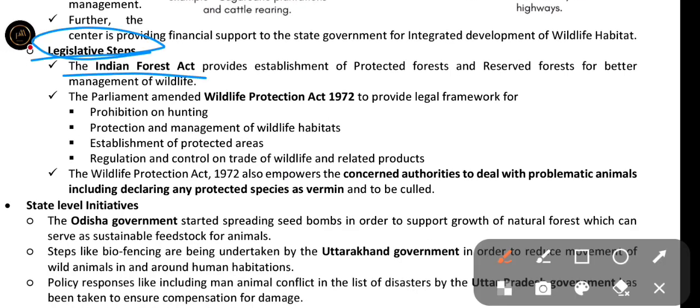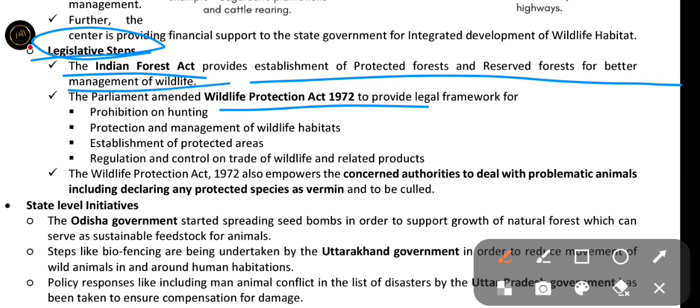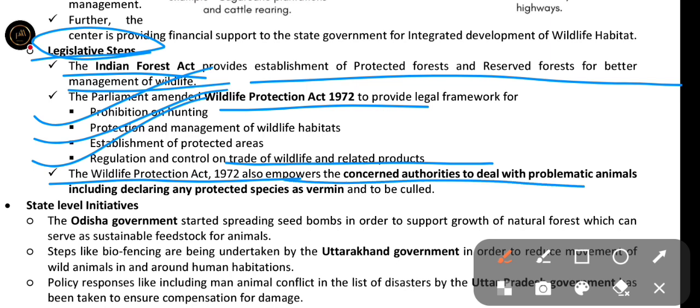The Indian Forest Act provides for establishment of protected forests and reserved forests for better management of wildlife. The Parliament amended the Wildlife Protection Act 1972 to provide a legal framework for prohibition on hunting, protection and management of wildlife habitats, establishment of protected areas, and regulation and control on trade of wildlife and related products. The Wildlife Protection Act 1972 also empowers the concerned authorities to deal with problematic animals, including declaring any protected species as vermin and to be culled.